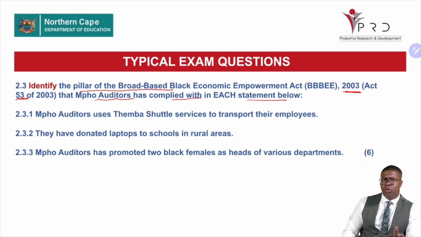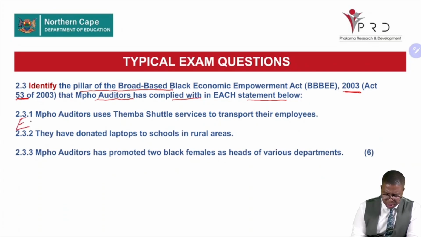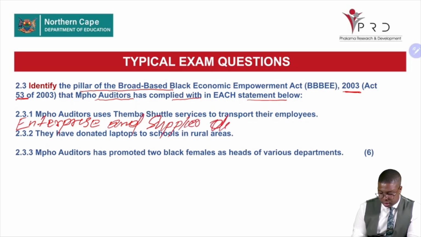So what is MPO doing here? MPO is developing this business. So the pillar that is applicable here, is it skills development? Is it management control? Are we seeing anyone being promoted to management after being previously disadvantaged? No. So the answer is supposed to be enterprise and supplier development.